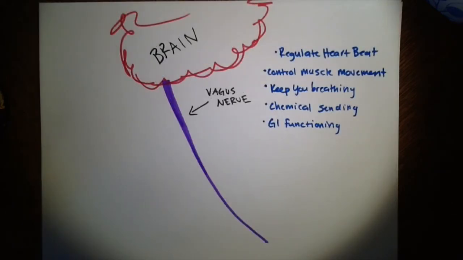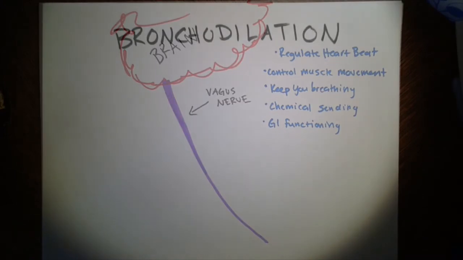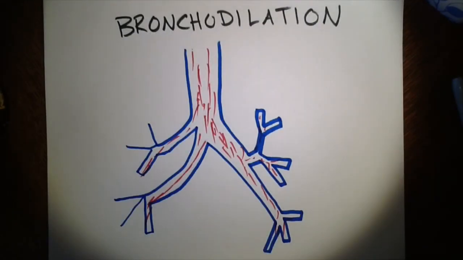The vagus nerve is crucial in regulating heartbeat, controlling muscle movement, keeping you breathing, chemical sensing, and upkeep of the GI functioning. The vagus nerve is important in bronchodilation. Bronchodilation is the widening of the bronchial tubes, allowing increased airflow to and from the lungs.